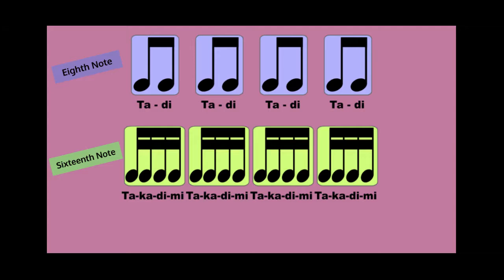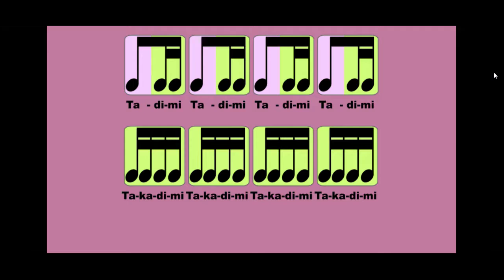Another thing to note is that the eighth notes have 1 beam. 16th notes have 2 beams. This is important when we get to rhythms like this. We have 1 beam and then 2 notes that have 2 beams. So we have an eighth note and 2 16th notes.